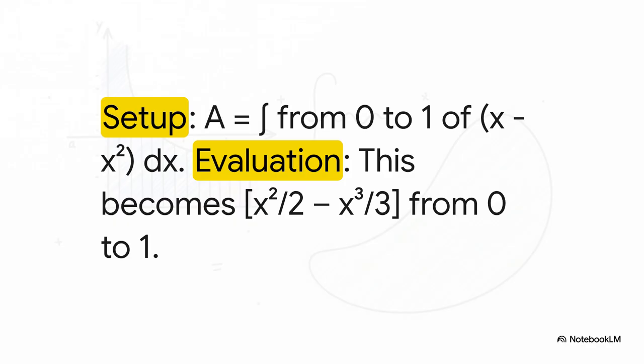All right, time for step 4. Let's set up that integral. We already know our limits. We're going from 0 to 1. And the thing we're actually integrating is just the upper curve minus the lower curve. So that's x minus x squared.